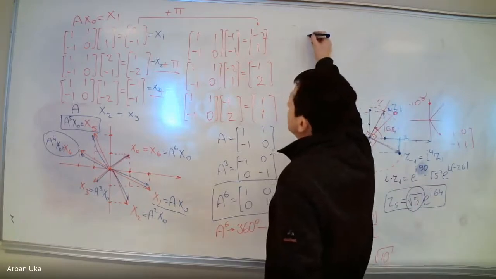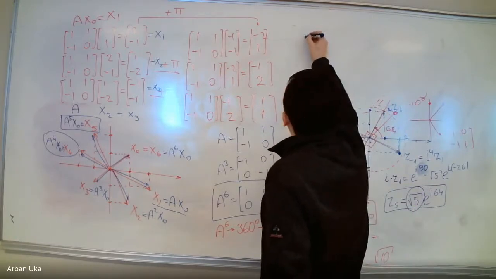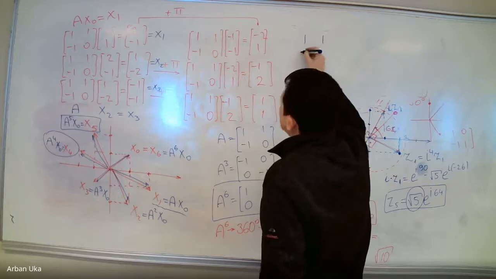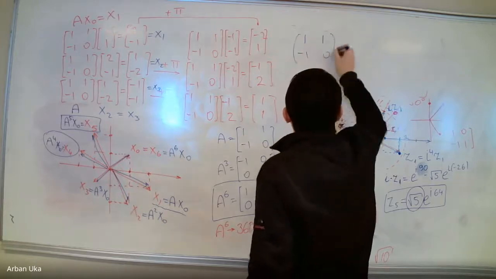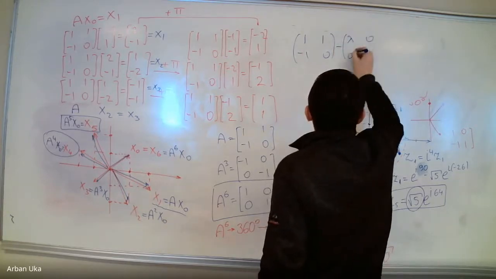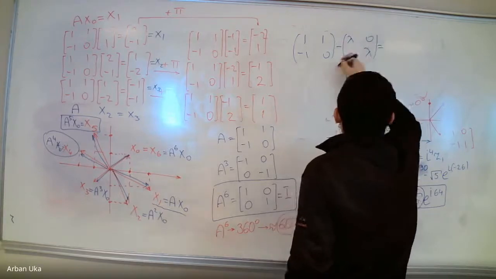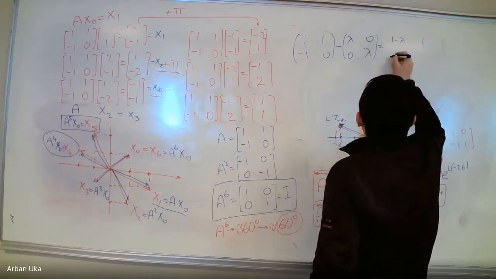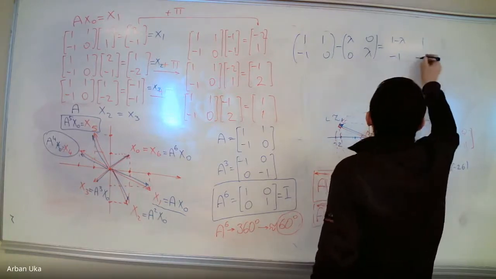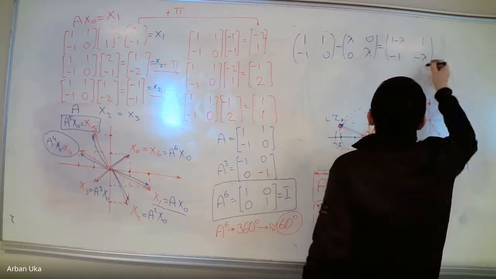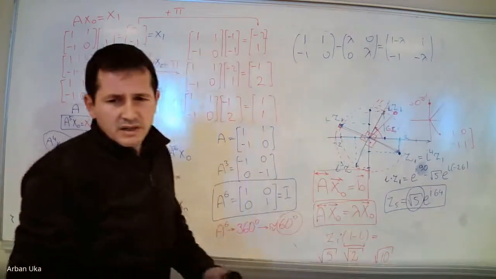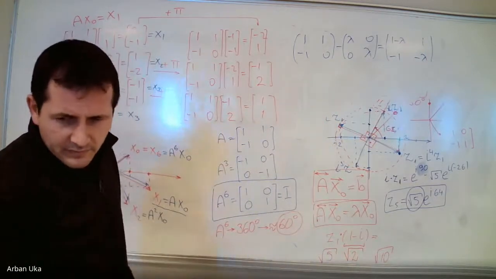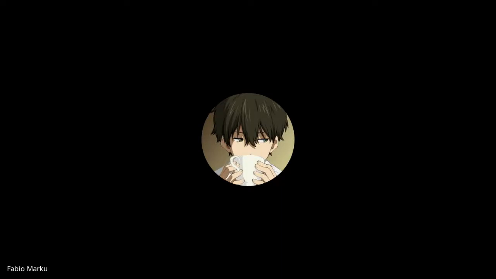How do we find the eigenvalues of matrix A? We do the matrix 1, 1, minus 1, 0, minus lambda times 1, 0, 0, 1, right? This is what we do. Then we have 1 minus lambda, 1, minus 1, 0 minus lambda. What do we do next? Someone can raise your hand and help me here. We find the, sorry, let me raise a hand. We find the determinant to find the lambdas.